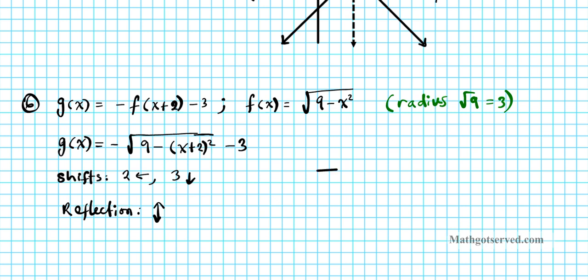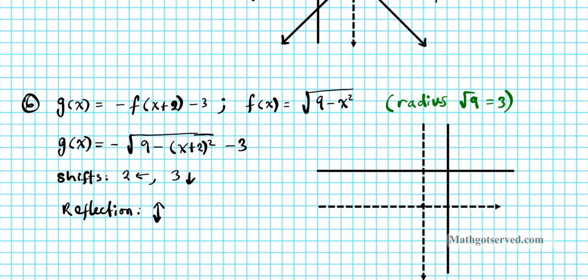Let's draw a coordinate system. There goes our y coordinate and our x coordinate. Now let's find our new center: 2 units to the left, 1, 2, and then 3 units down, 1, 2, 3. So there goes your new center right there. Now we're going to draw a new coordinate system, something like this.